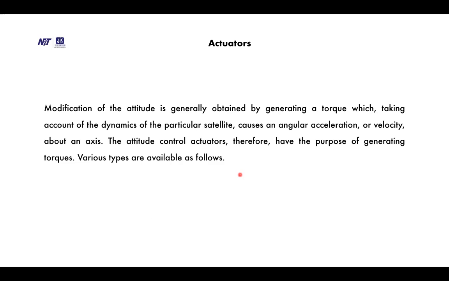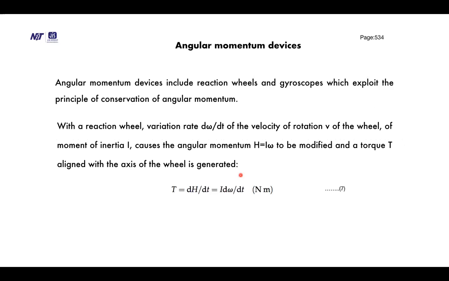Now the actuators. Modification of the attitude is generally obtained by generating a torque which, taking account of the dynamics of the particular satellite, causes an angular acceleration or velocity about an axis. The attitude control actuators therefore have the purpose of generating torques. Various types are available as follows. Angular momentum devices.